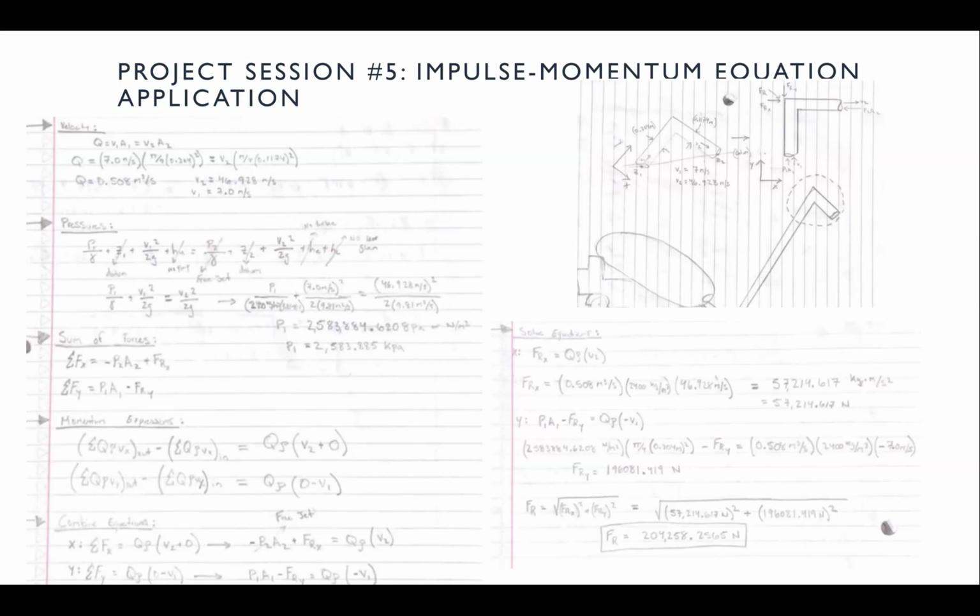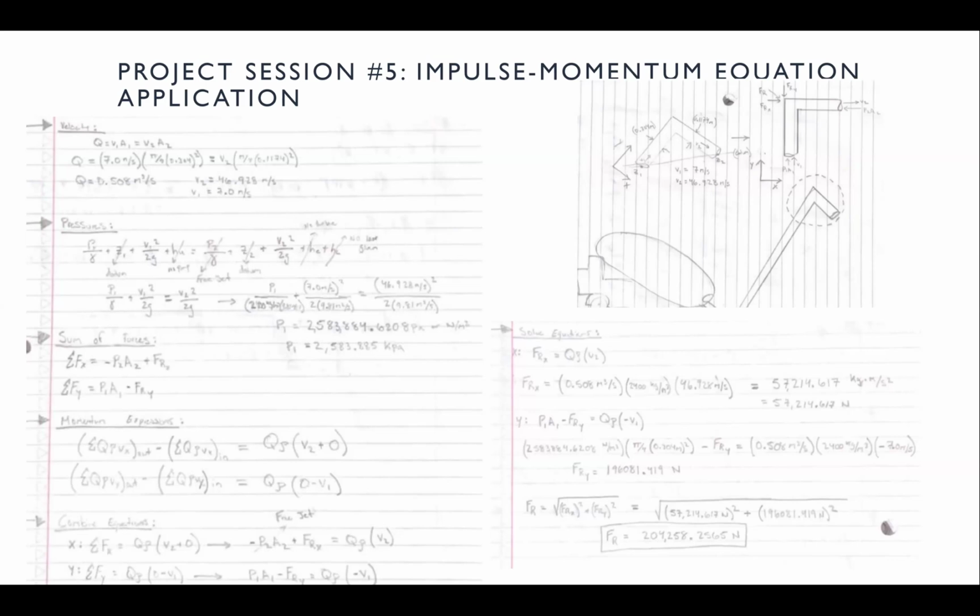We moved on to the sum of the forces. Since the P1A1 value in the x direction is moving to the left, it's negative, and the resistance force is moving to the right, it's positive. In the y direction, the P1A1 is moving up, so it's positive, and the FR is moving down, so it's negative.